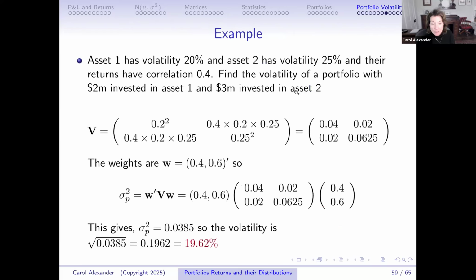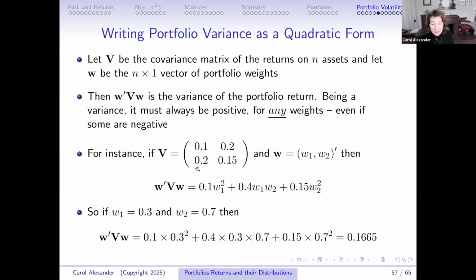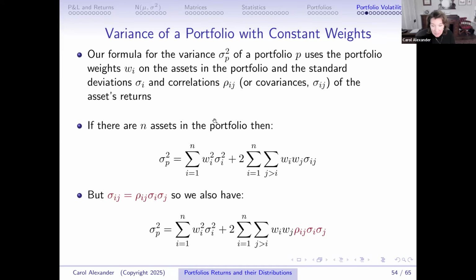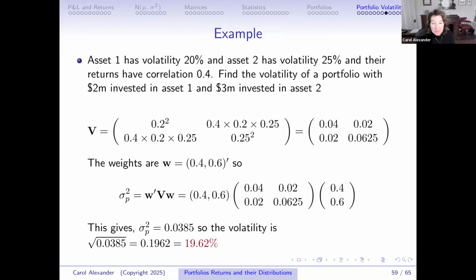So, for example, this is the same example as we did before, but we just used this formula here, but we've also done it just using this formula here. It's the same example, but here we have again the variance covariance matrix. These are the variances, these are the covariances, these are the weights, and then doing the matrix multiplication gives us the same answer as before.